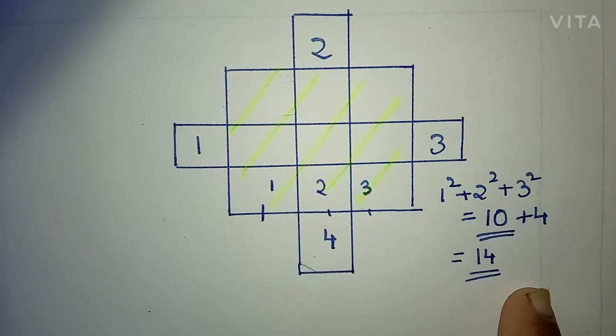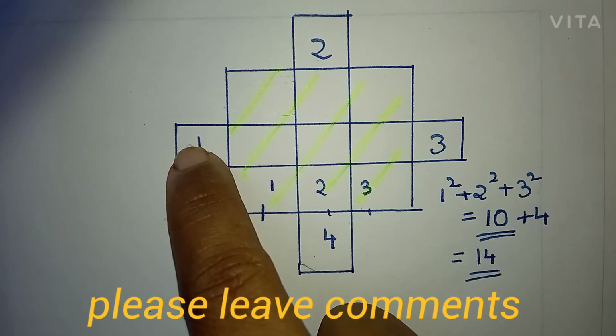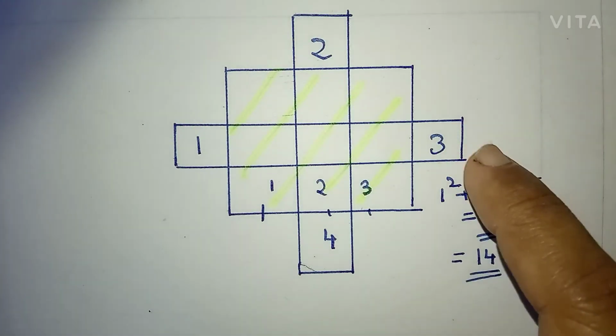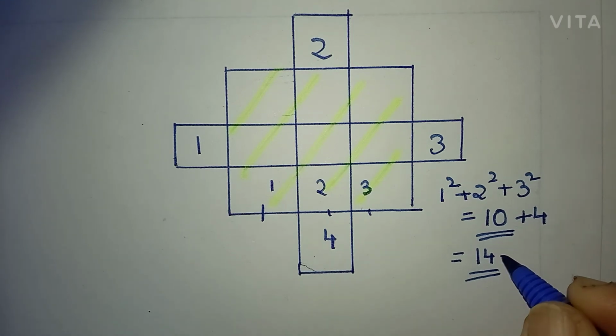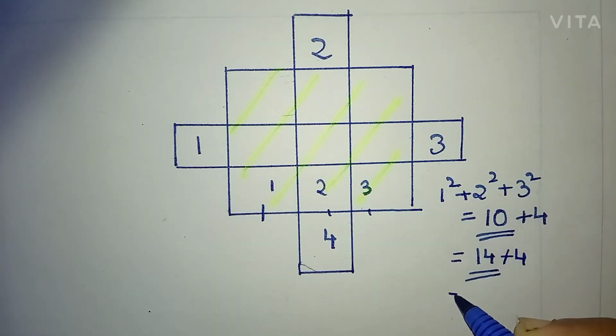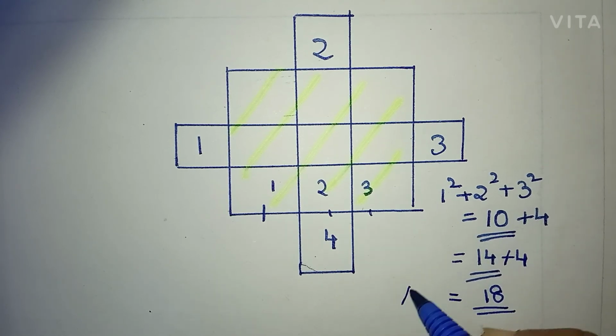Okay, now what other squares are remaining? The remaining is 1 square over here, 1 over here, 1 over here, and 1 over here. Just add 4 to this 14, that is 18. You get the answer as 18.